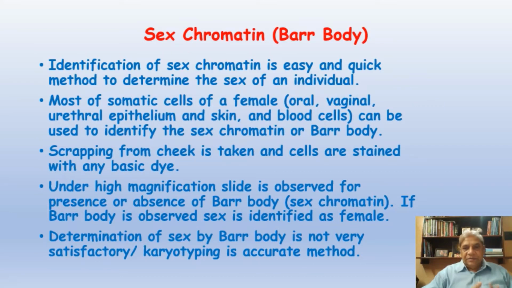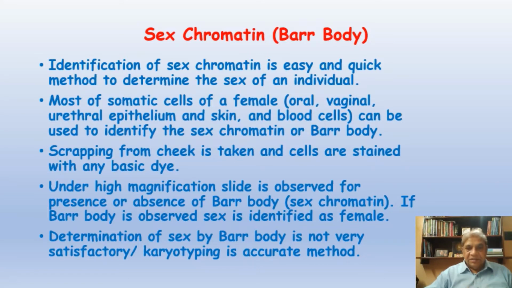Now we learn more about the Bohr body, or the sex chromatin. The identification of the sex chromatin thus became an easy and quick method to determine the sex of an individual. Later on, people worked out, and Bohr himself worked out, that it is also present in human beings. Sex chromatin or Bohr body, or the drumstick, was present in human females. So it became a very quick method. I will tell you the procedure later.